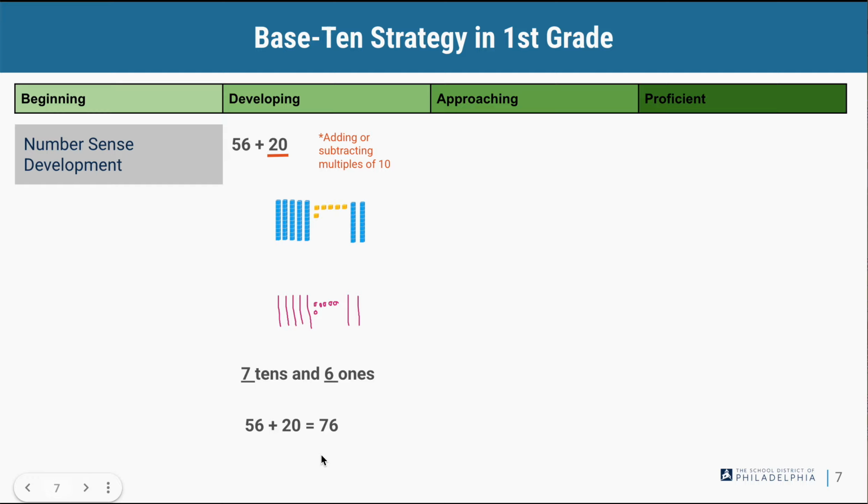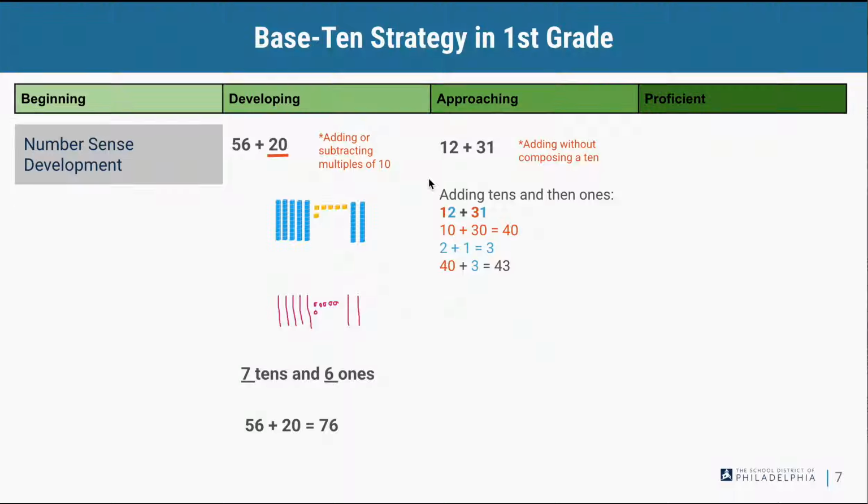Next, we move to the approaching stage. In the approaching stage, we are asking students to add without composing a new 10. So you can see here, 12 plus 31. There will be no need to make a new group of 10. They add tens and then ones as one strategy. So we can see in this example, 12 is broken up into 10 and 2, and 31 is broken up into 30 and 1. The tens are added separately, followed by the ones, and then those two sums are added together to find our total sum.